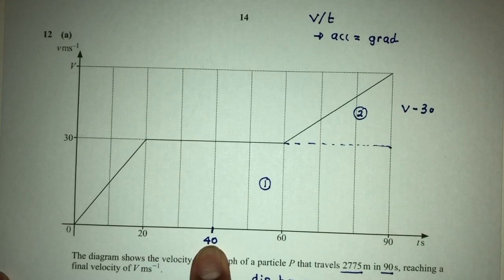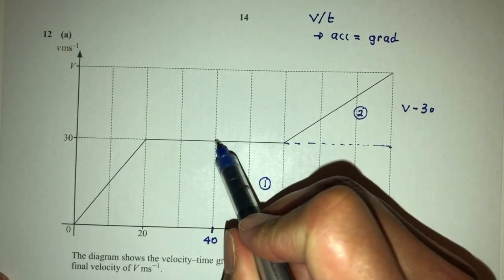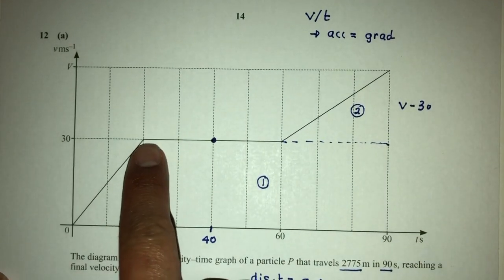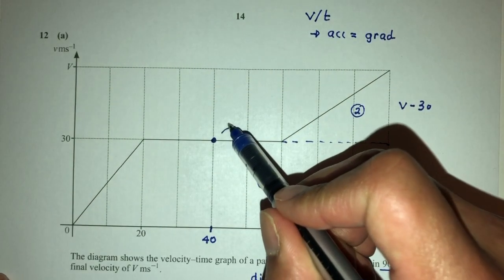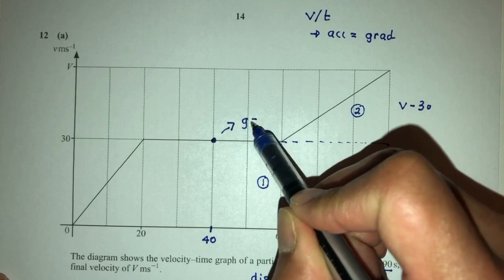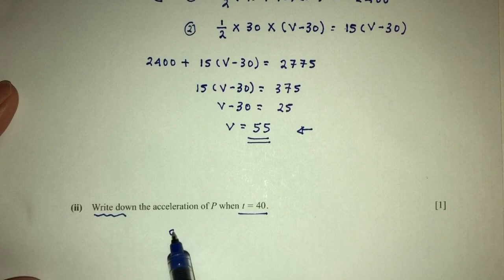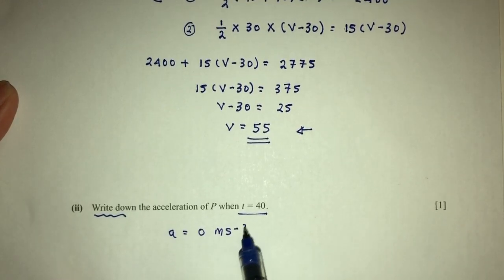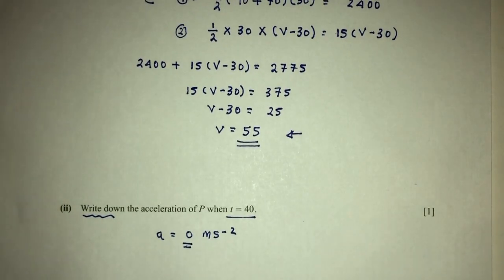So at time 40, the car or the P is here. As you can see, this is a straight flat line. So what is the gradient of a horizontal line? On a horizontal line, the gradient is 0. Because of that, the acceleration would also be 0 meters per second squared. So write down 0 for the acceleration.